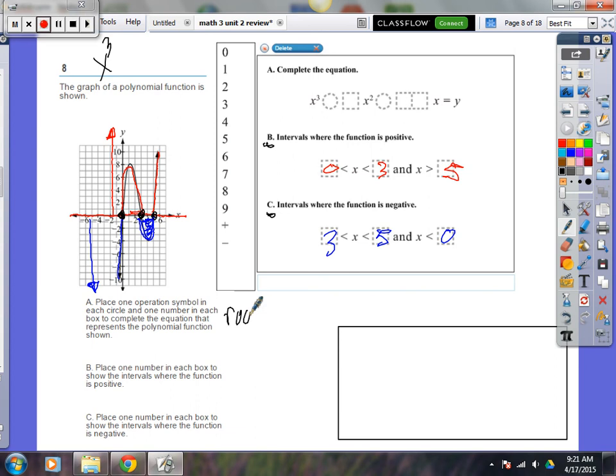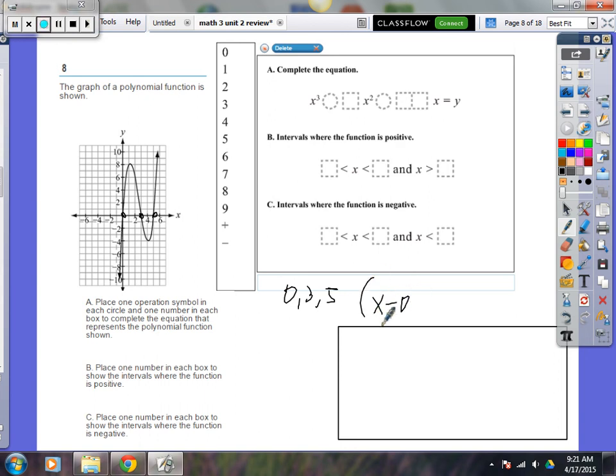So the roots, you can use roots. The roots are x is 0, x is 3, and x is 5. Is that right? 0, 3, and 5. I gotta erase this stuff. 0, 3, and 5. So if your roots are 0, 3, and 5, remember we could do this. X minus 0 times x minus 3 times x minus 5. That will always give you 0.